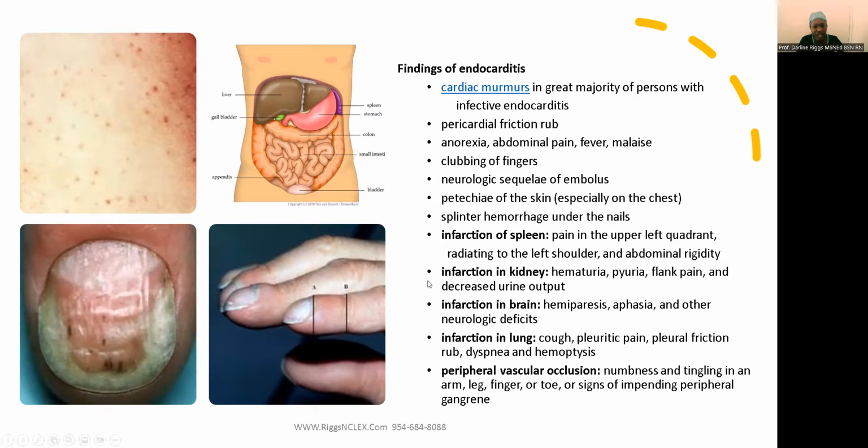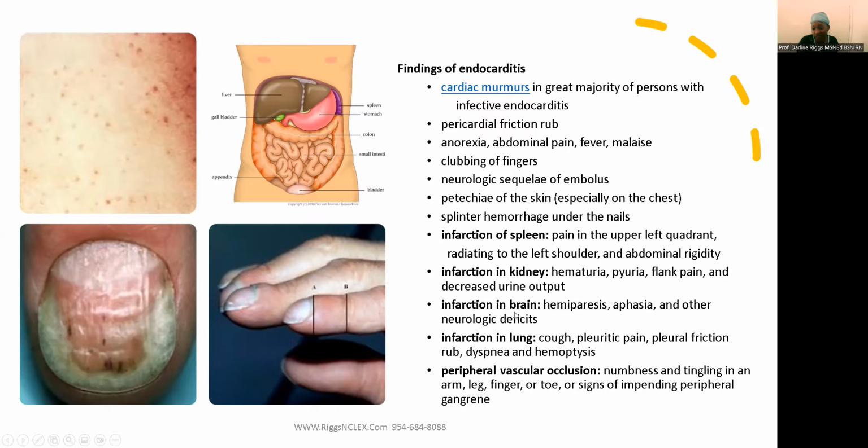Infarction of the kidneys. There's going to be blood in the urine, hematuria, pus, pyuria. Think pain in the back, where you tap and it's very painful. Increased urine output.